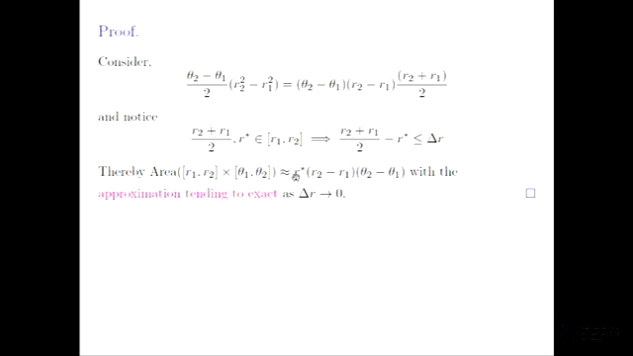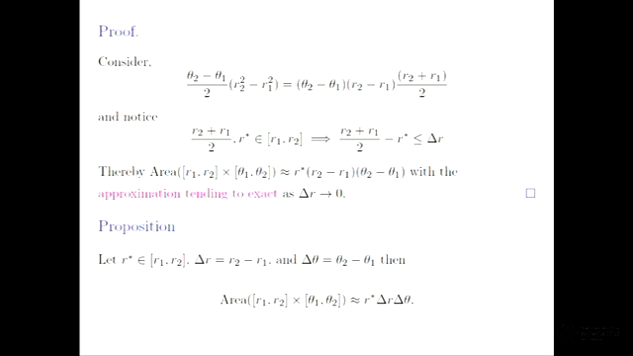So r-star times (r2 minus r1) times (theta 2 minus theta 1). And this approximation tends to exact as the region gets more narrow. So what does this mean? Well, this means that if you take a sample point r-star from within r1, r2, and we let delta r equal r2 minus r1 as usual, and delta theta equal theta 2 minus theta 1 as usual, then I can write the area of one of these annuli as r-star delta r delta theta. Okay, this is going to be important for when we try to integrate.